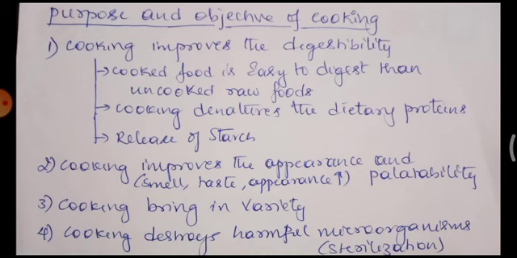Cooking denatures the dietary proteins. Some proteins which are hard to digest get denatured during cooking and become easy to digest and also absorb. And in rice and other vegetables, there is a release of starch during the cooking process.